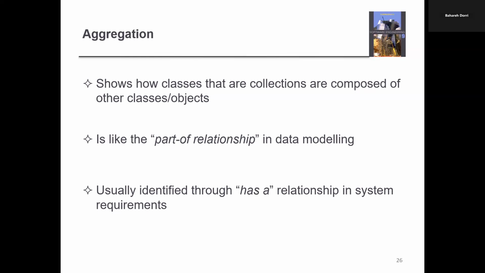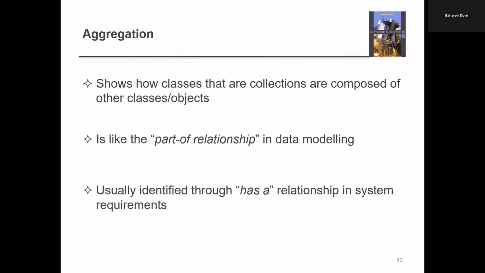In UML, we represent this relationship using aggregation or composition, depending on the strength of the relationship. But the key idea is one class is made up of smaller parts that are themselves classes.